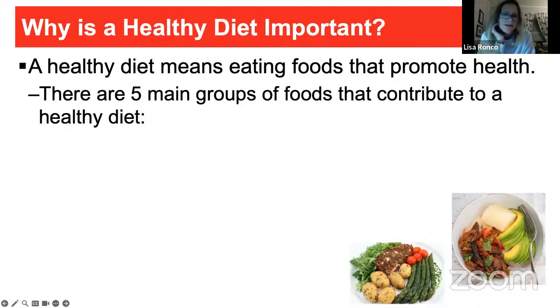A healthy diet means eating foods that promote health. There are 5 main food groups that contribute to a healthy diet, and these 5 food groups are in every culture, so they're adaptable to every culture. Food and exercise are one of the few things we have a choice over in life. If we make the best choices 99% of the time, those little extra things can fit in. Personally, I don't believe there's any good food or bad food. I think there's good choices and better.